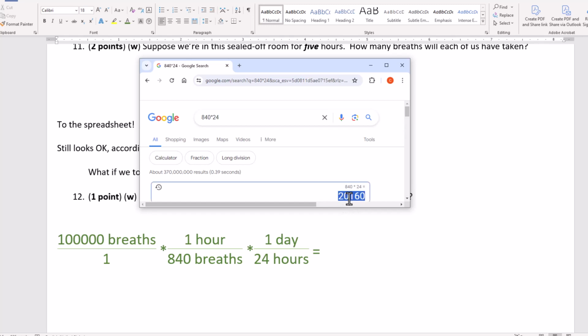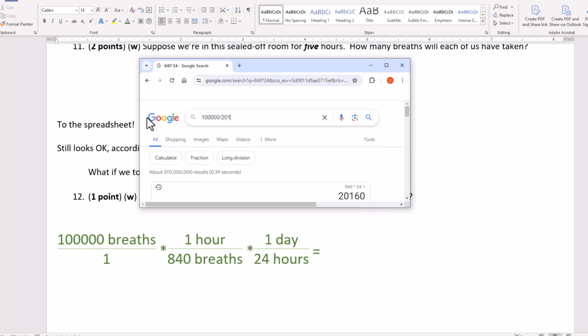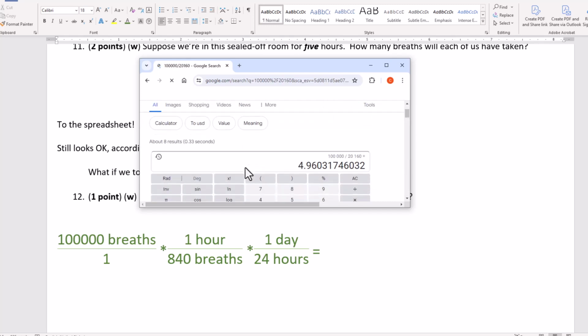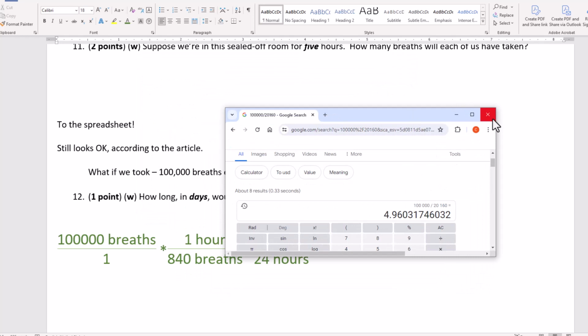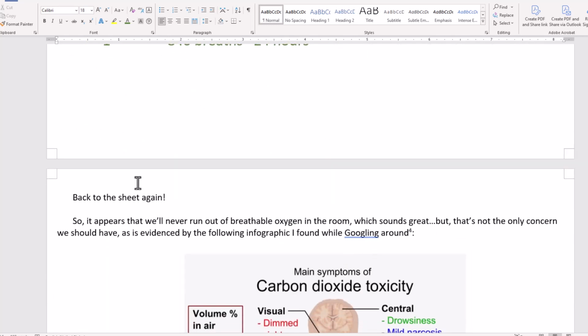20,160. So then I have to divide 100,000 by that. And I get almost 5 days for our breathing rate. Just about 5 days. Okay, good so far? 5 days. Okay, back to the sheet.